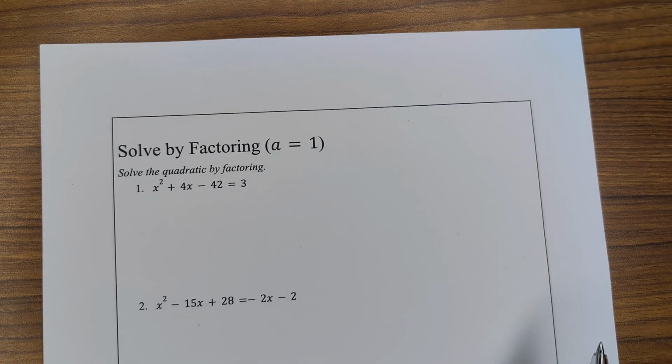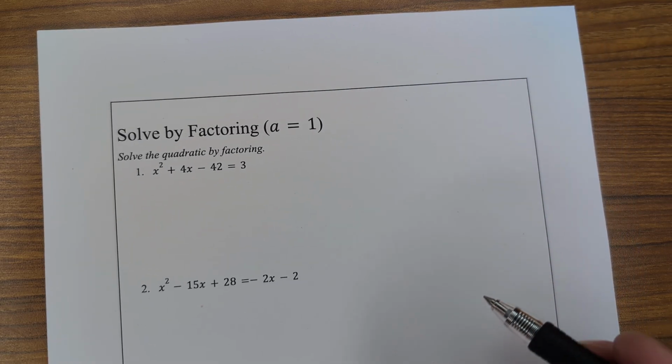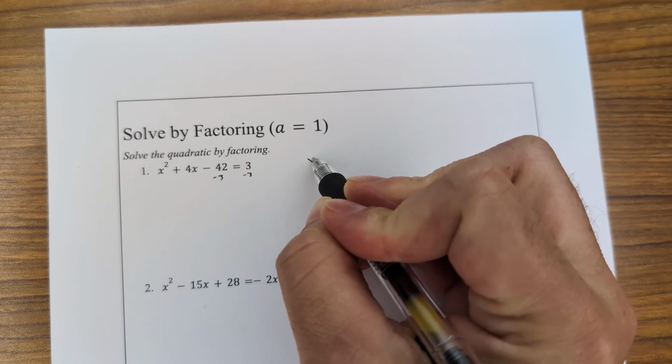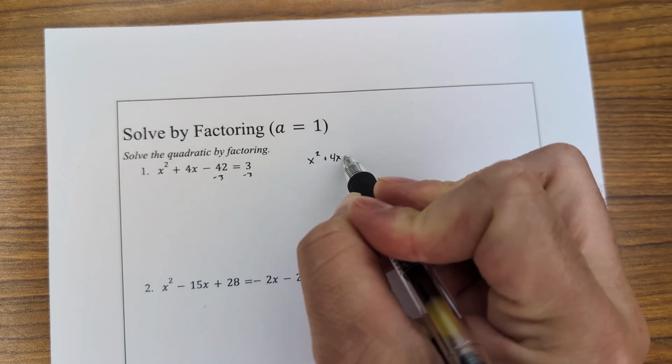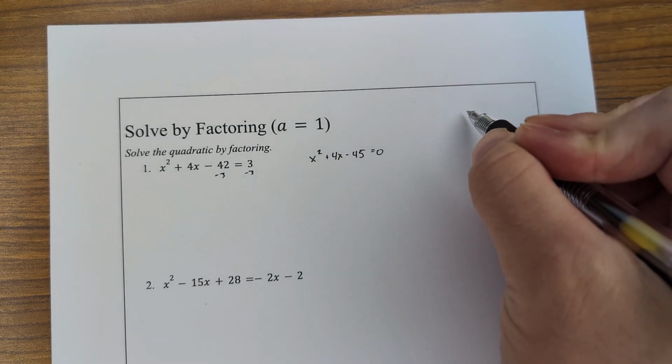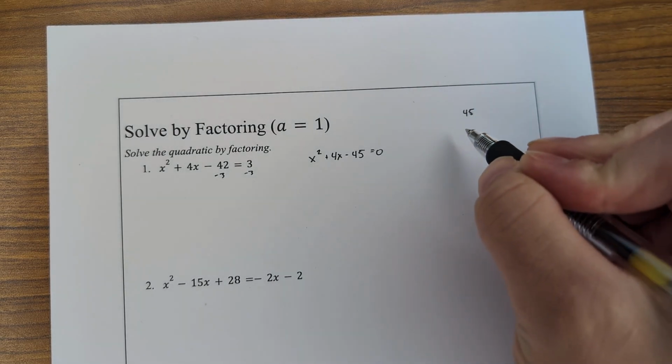So example 1. First step, move everything to the left. So we've got to move the 3 across. So we would actually have x squared plus 4x minus 45 equals 0. So what I need to do is find the factor pairs for 45.